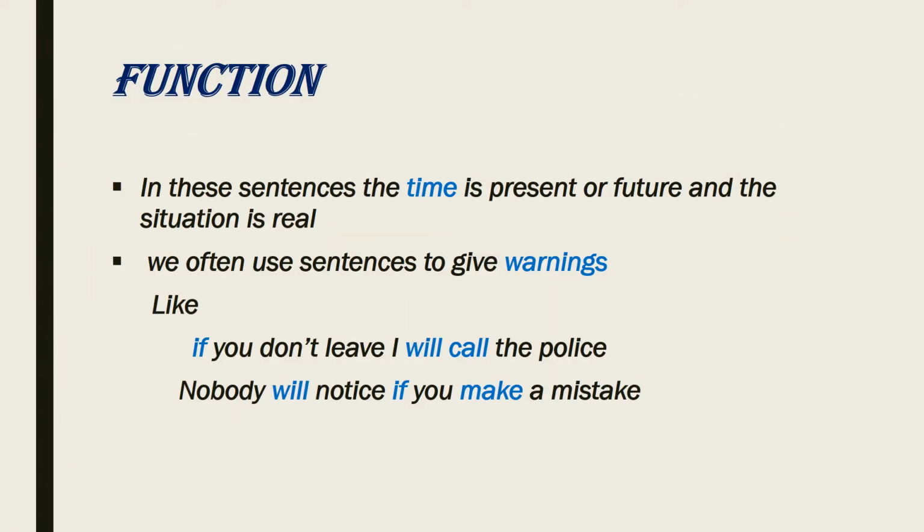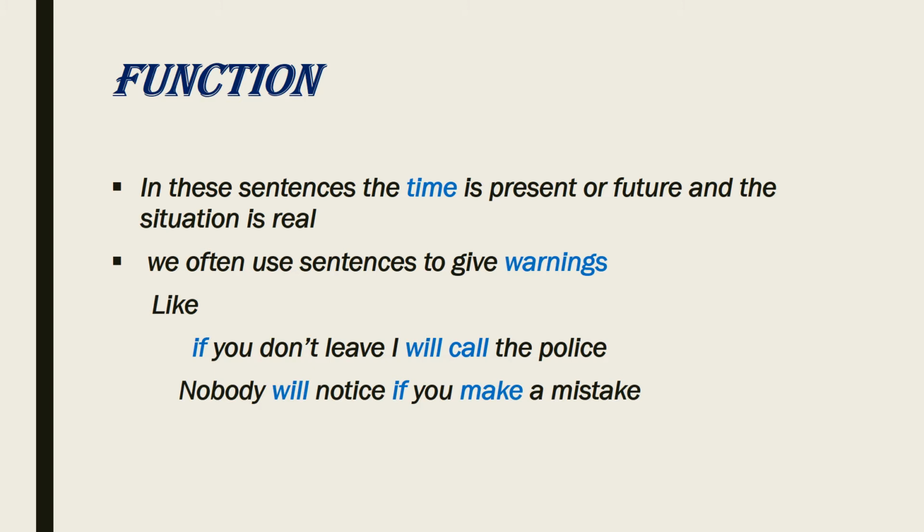Function: how does it function? The first conditional sentence, type 1. In these sentences, the time is present or future. Both times are used: present time in the if clause and future time in our main clause. And the situation is real. Like the sentence I used previously, if you drop that glass, it will break. It is a real situation because if the glass is dropped, it will be broken. So this is the function of type 1.